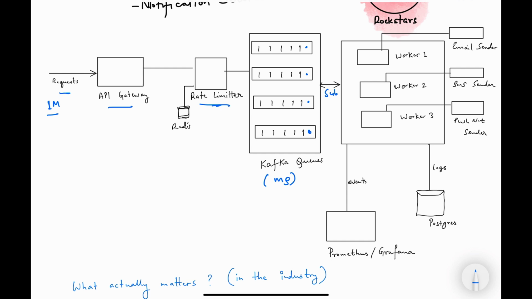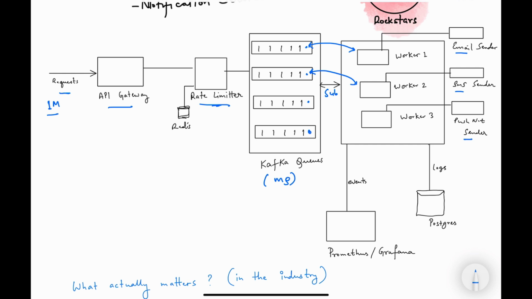All these workers get a notification from here, as they are subscribed. Once these workers receive the notification, every worker has a single responsibility. Worker 1 will only send out emails, worker 2 will only send out SMS, worker 3 will only send out push notifications.